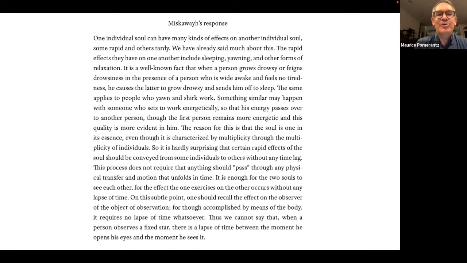One individual soul can have many, so this is his response. I think he wrote the response. One individual soul can have many kinds of effects on another individual soul, some rapid and others tardy. We have already said much about this. The rapid effects they have on one another include sleeping, yawning, and other forms of relaxation. It is a well-known fact that when a person grows drowsy or feigns drowsiness in the presence of a person who is wide awake and feels no tiredness, he causes the latter to grow drowsy and sends him off to sleep. The same applies to people who yawn and shirk work.